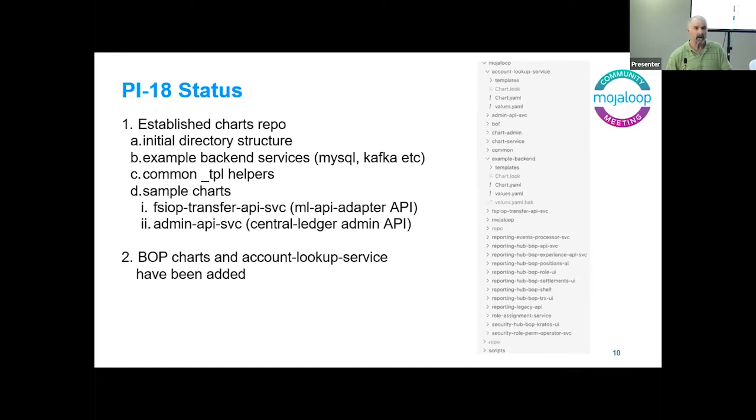Where are we at? We've established the charts repo and the initial directory structure. Again, I've got a picture of that on the right-hand side. It's a bit of an eye chart, but it shows that there's actually quite a bit of work already gone on. Miguel established some example charts and example backends. So we have MySQL, Kafka, Zookeeper, and MongoDB in the example charts. They're separated out, and as we're running the components now and firing them up, they're using those external charts.